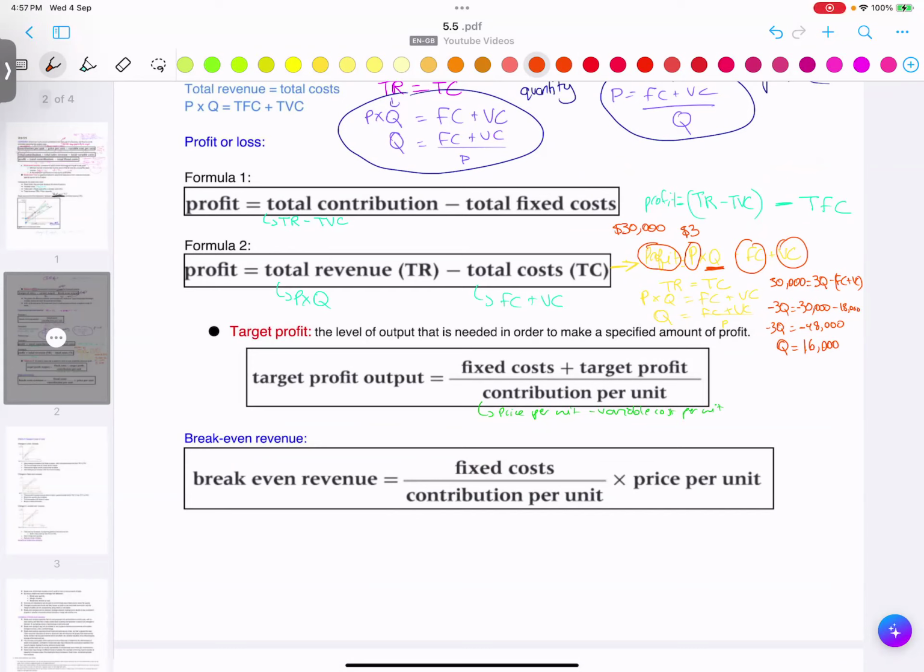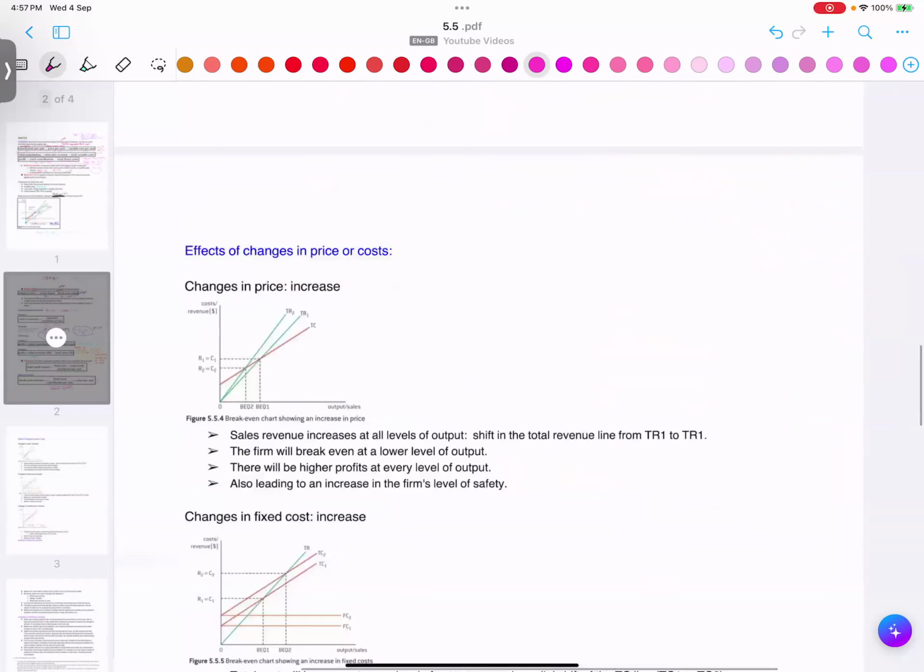So then we have break-even revenue. Basically, break-even quantity is the fixed cost divided by contribution per unit. So this by itself, you guys, is the formula for break-even quantity. Then you have the price per unit, and this is how you get your break-even revenue: you use break-even quantity, multiply by price per unit, and you have your break-even revenue. That's it. So you just have to know your formula.